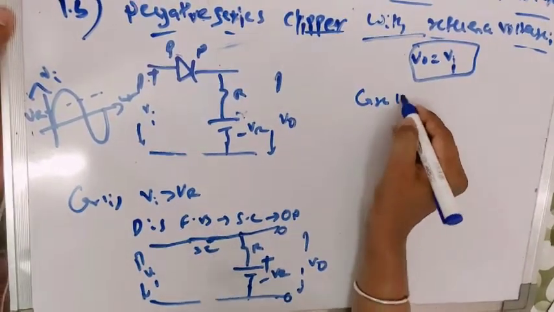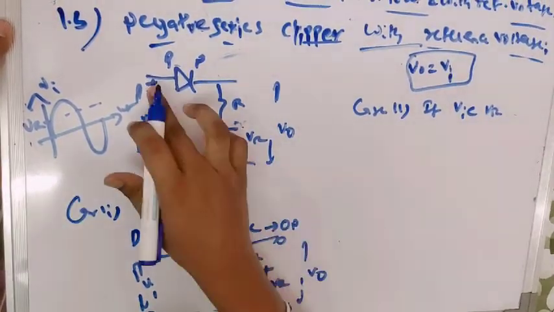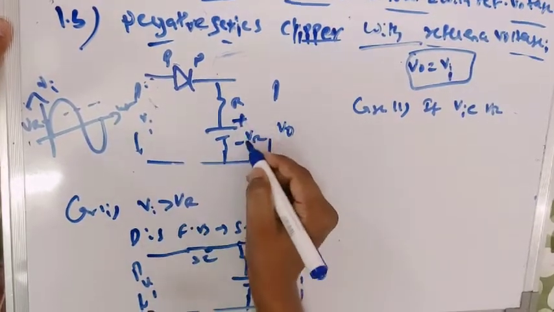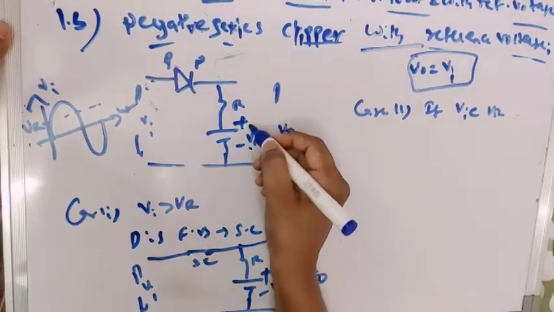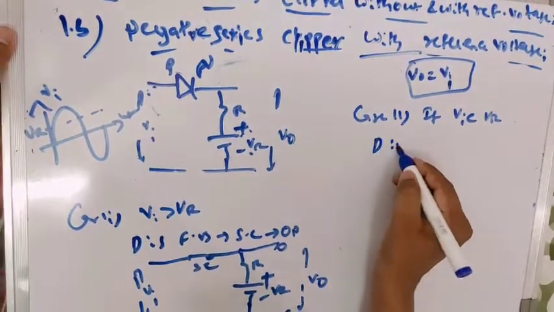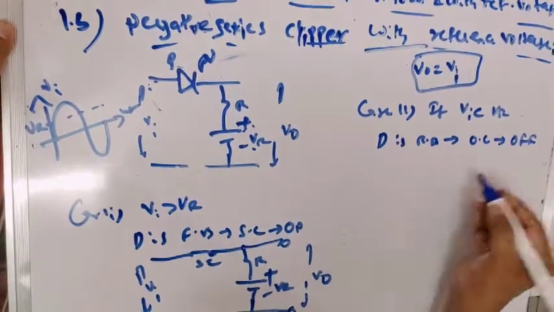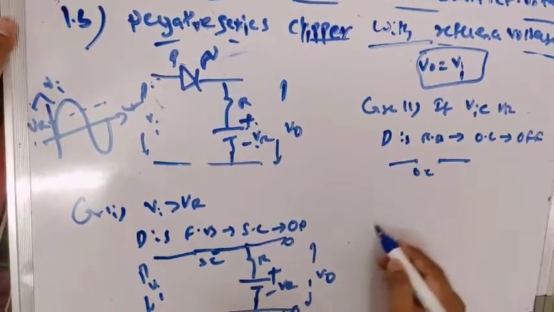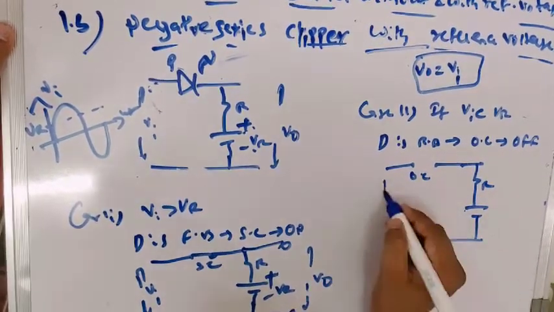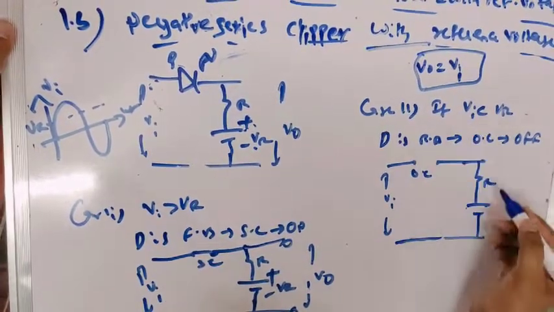Now case 2, if Vi is less than VR. That means if we apply a negative voltage, if this input voltage is less than this reference voltage, then more positive voltage is given to the N type. If more positive voltage is given to the N type, then the diode is reverse biased. When the diode is reverse biased it is considered as an open circuit, an off switch. Across those open circuit terminals there is no current flowing, because this is an open loop during the Vi less than VR case.